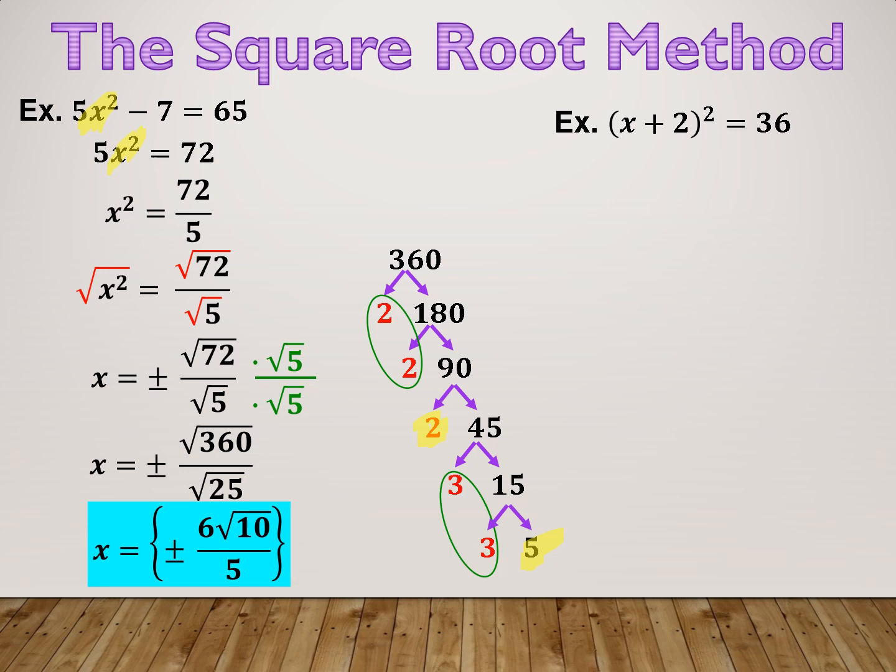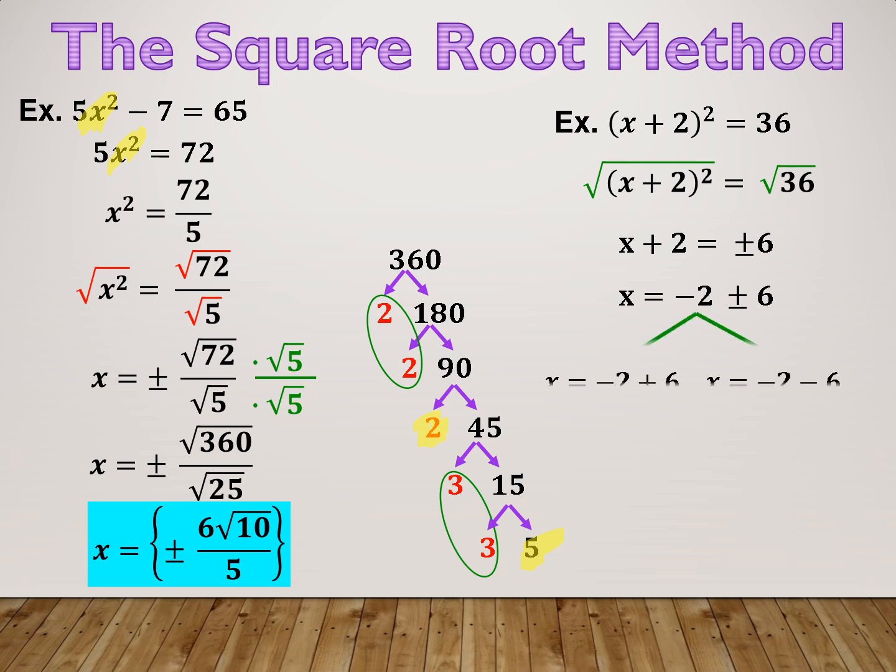So now I go, okay, well, how do I undo the square? Well, I have to take the square root. So I take the square root of both sides. The square root of x plus 2 squared is x plus 2. The square root of 36 is 6, but remember, I put that there, so I have to put plus or minus. All right, now I'm going to solve for x. So I have to subtract 2. So I get negative 2 plus or minus 6.